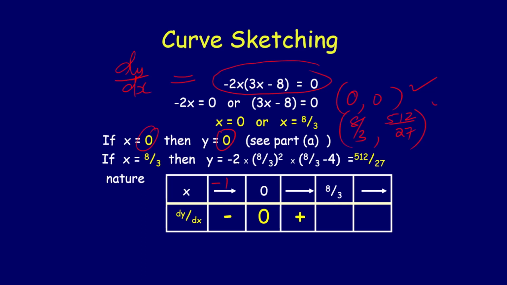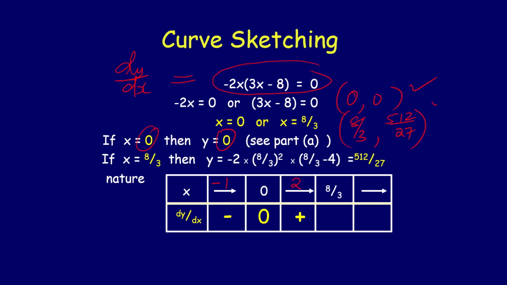Then you pick a point to the right of 0. Let's say you can pick a point like 2 or 1. When you substitute it in that derivative dy by dx, you get positive. So that one already has given you the nature of that point.